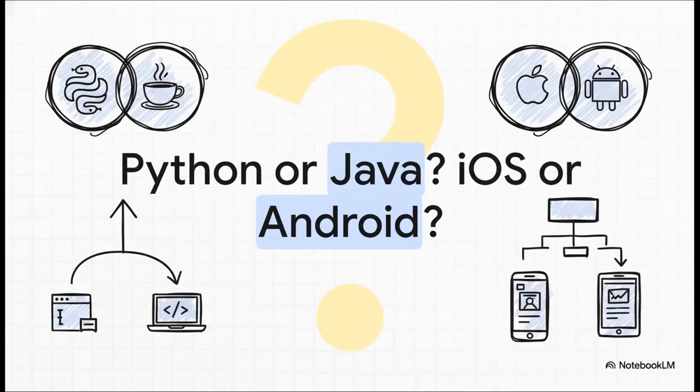Let's get to it. So as a tech student, you're constantly making choices, right? Are you on Team Python or Team Java? Do you build stuff for iOS or for Android? Well, every single one of these choices puts you into a specific group, a set, if you will.